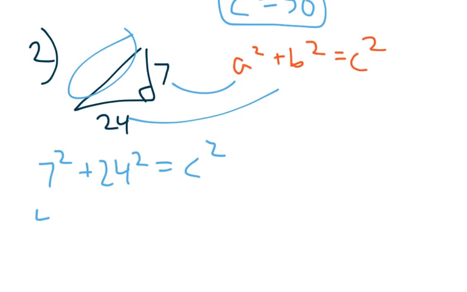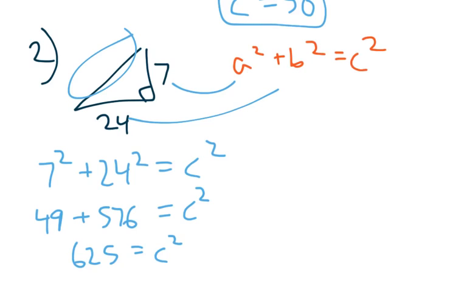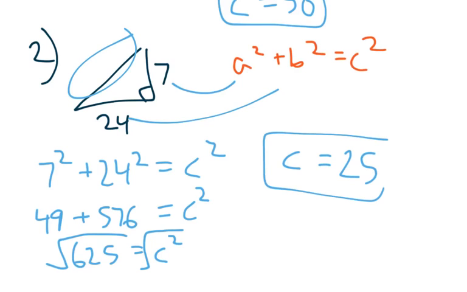And so 7 squared, that one's easy enough, 49. 24 squared is 576. And then we're going to add 49 to that eventually, because right there that's equal to c squared. And so when we add them up, we get 625 is equal to c squared. At this point, you take the square root of both sides, and c equals the square root of 625, which is 25. There we go. So those are two examples of finding the hypotenuse.